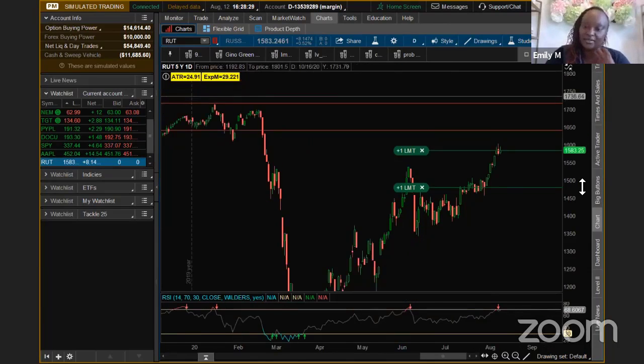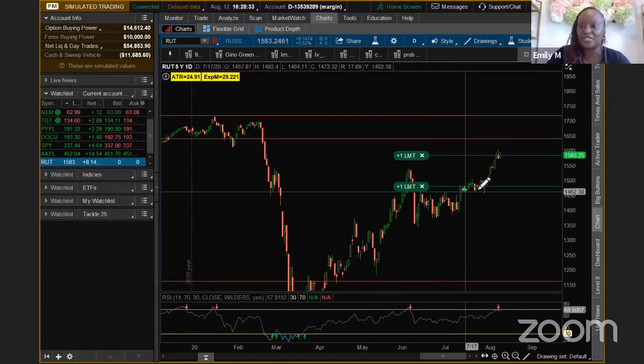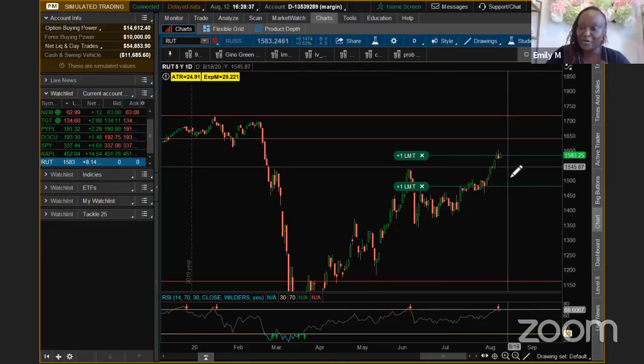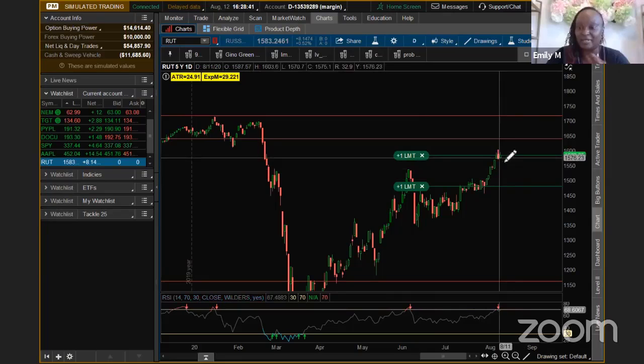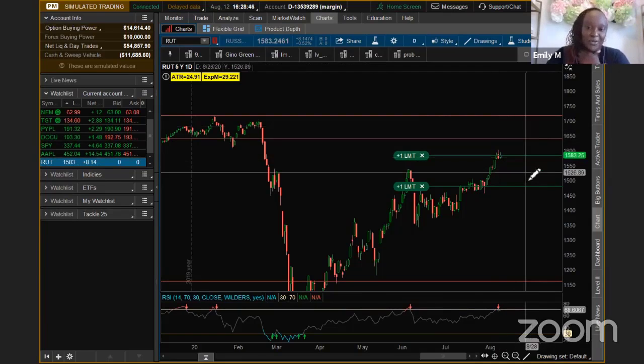As you can see, the Russell was kind of left behind all the other indexes, but now it's starting to run. It broke above 1500, broke above 1550, and now we're kind of consolidating, but it could continue running up all the way to my strike price. So I'm not going to be the dummy that sits there, and we all know about the Russell. When it starts to run, it runs, right?